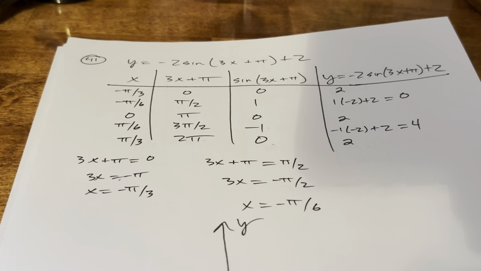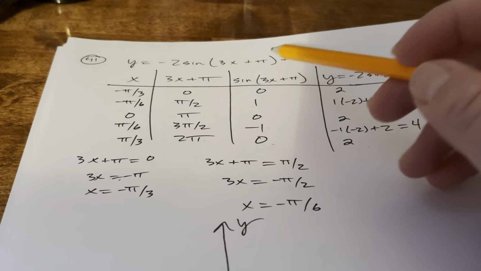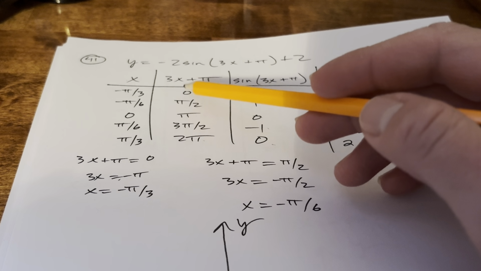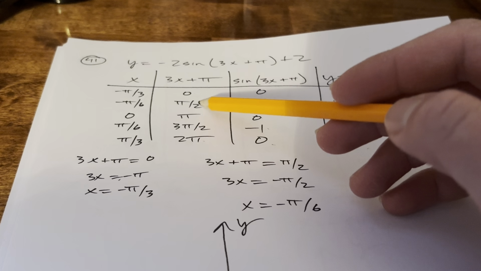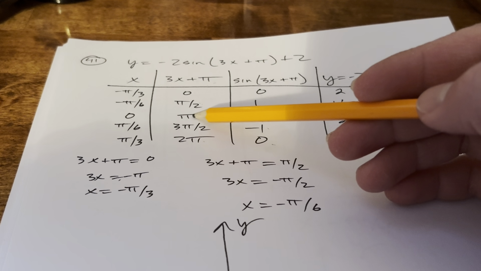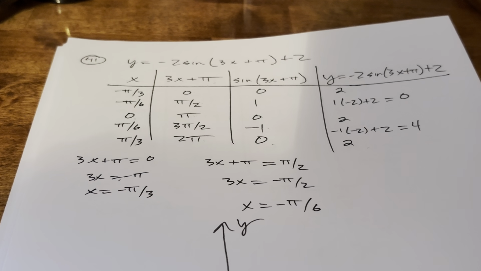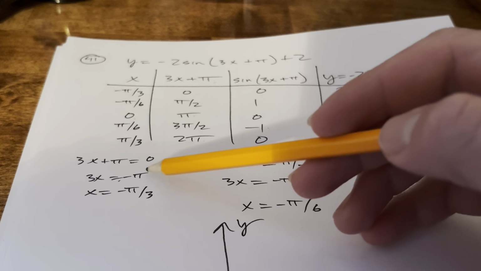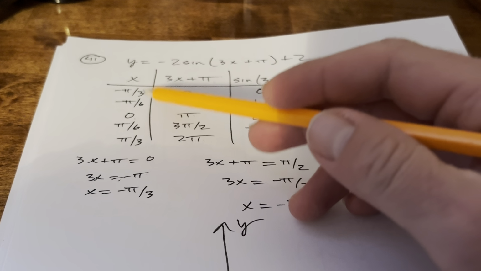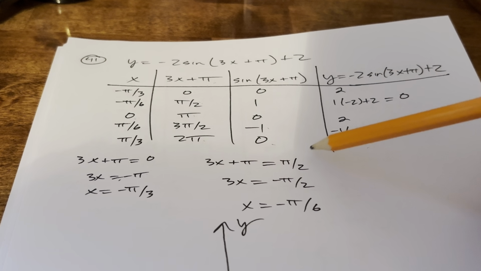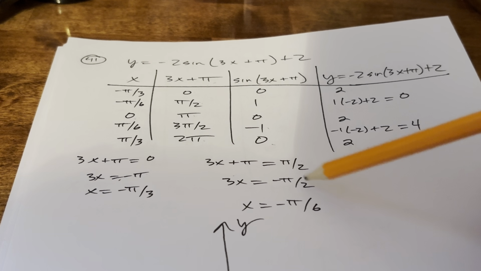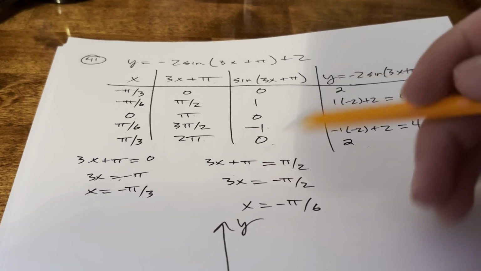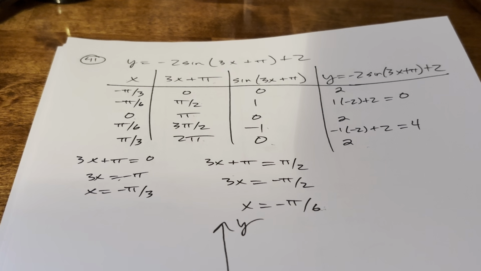All right, to figure out the x values that I'm graphing, I'm going to set my angle 3x plus pi equal to 0. 3x plus pi equal to pi over 2. 3x plus pi equal to pi. That gives me 3x is 0, so I can fill that in. But let's start here. 3x plus pi is equal to 0. 3x is negative pi. X is negative pi thirds. 3x plus pi is equal to pi halves. I'm going to subtract pi from pi over 2. It's going to be negative pi over 2. I'm going to divide by 3, negative pi sixth.